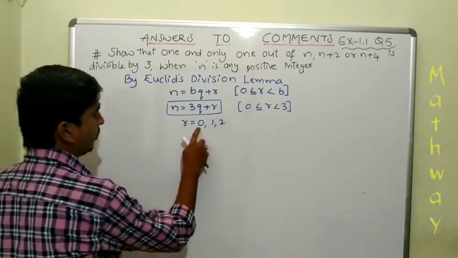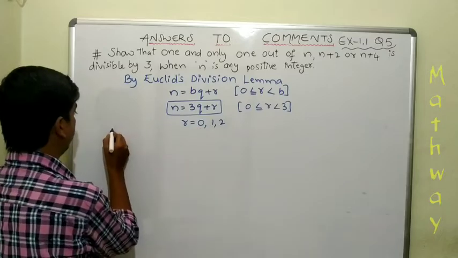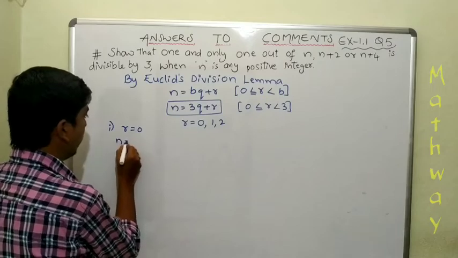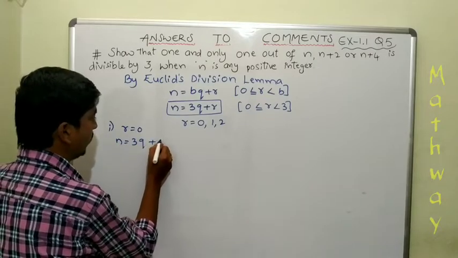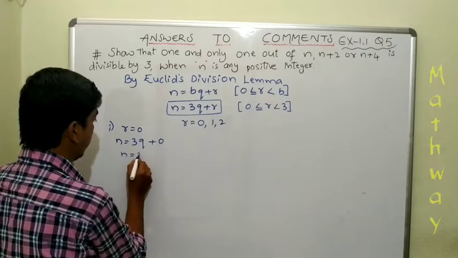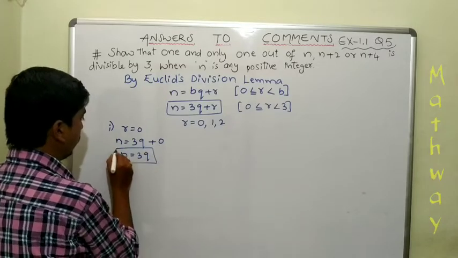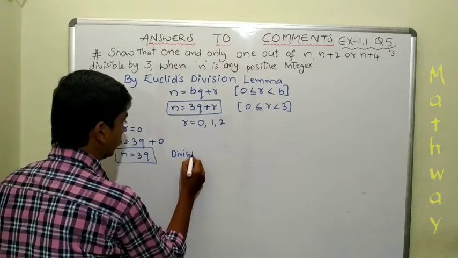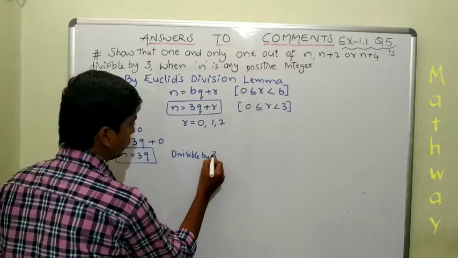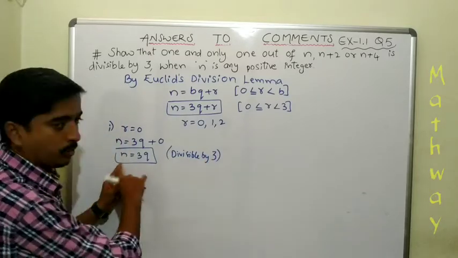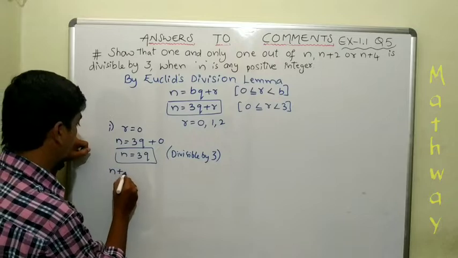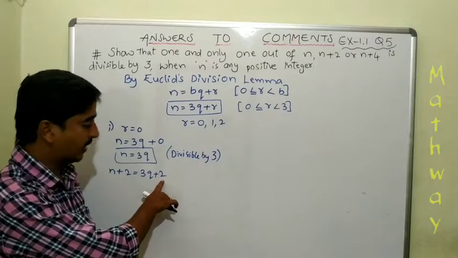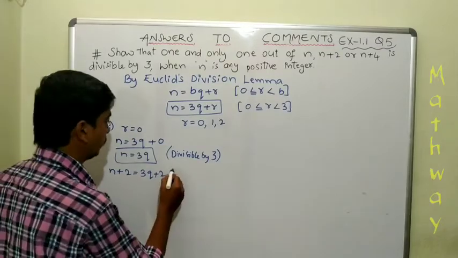First take remainder as 0. When the remainder is 0, substitute here, we get n equals to 3q plus 0. It means n equals to 3q. So n is a multiple of 3, so n is divisible by 3. Next add 2 on both sides. Then we get n plus 2 equals to 3q plus 2. So here remainder is 2, that is why it is not divisible by 3.